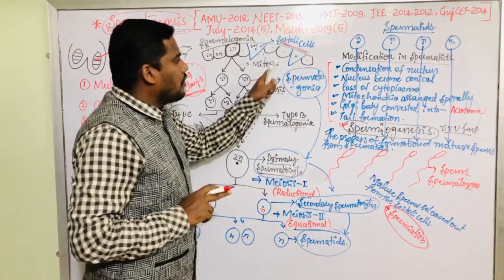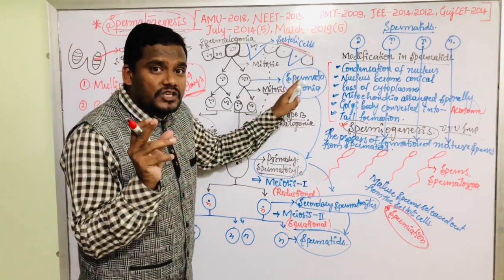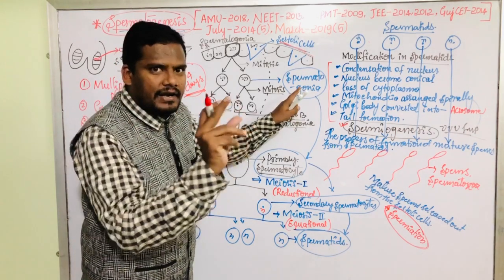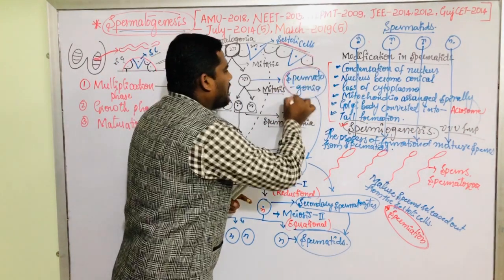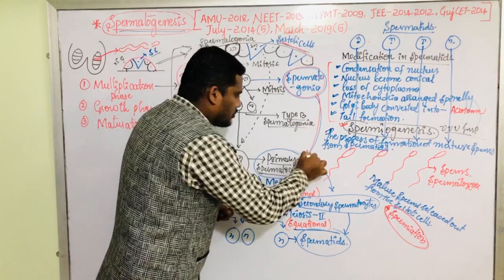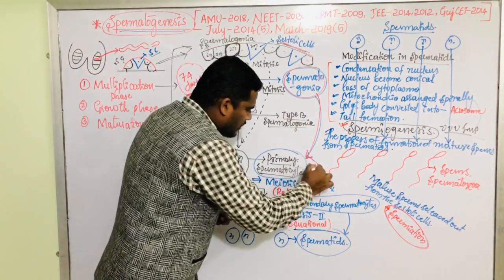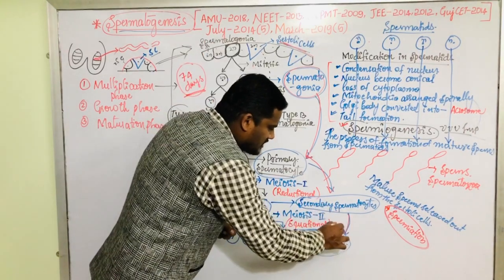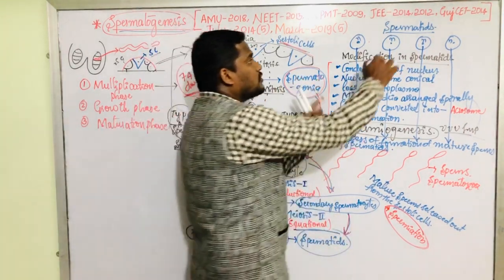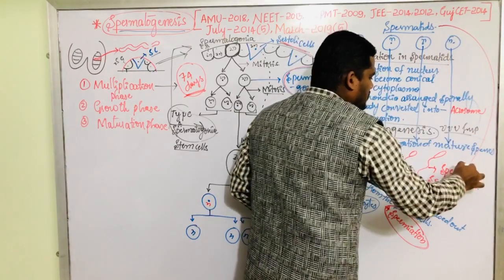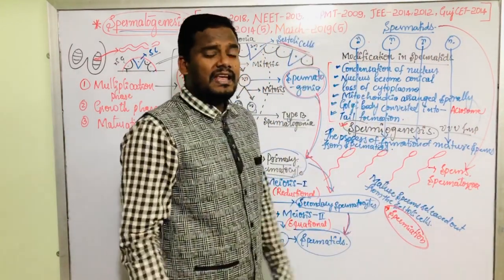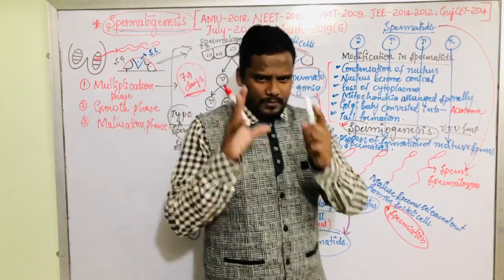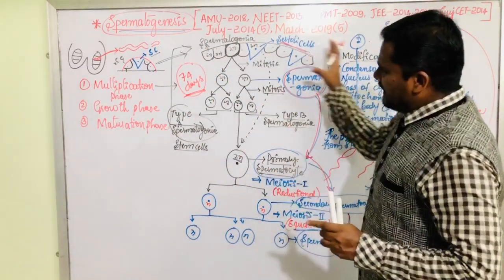Many times in competitive exams, they ask: what is the correct sequence of spermatogenesis process? From spermatogonia, primary spermatocytes are formed. From primary spermatocytes, secondary spermatocytes are formed. From secondary spermatocytes, spermatids are formed. From spermatids, sperms are formed. This is the correct sequence of spermatogenesis process. I hope you have got an idea about the entire process.